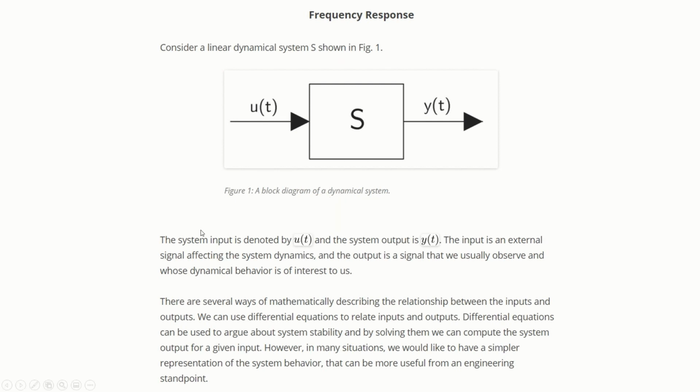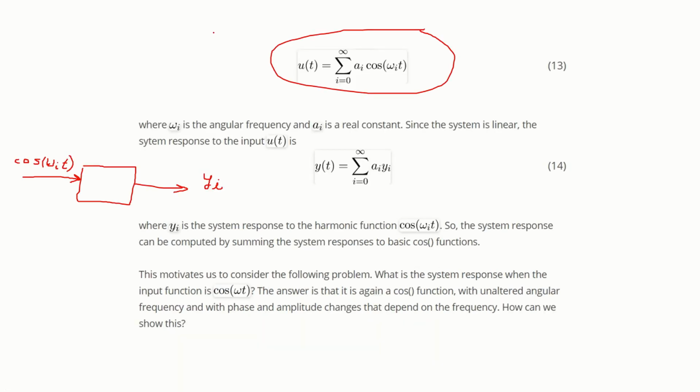There are several ways to mathematically describe the relationship between the inputs and the outputs. We can, for example, use differential equations to relate inputs and outputs. Differential equations can be used to argue about system stability, and by solving them, we can compute the system output for a given input. However, in many situations, we would like to have a simpler representation of the system behavior that can be used in some real-life engineering applications. One of such simpler representations is the system frequency response.